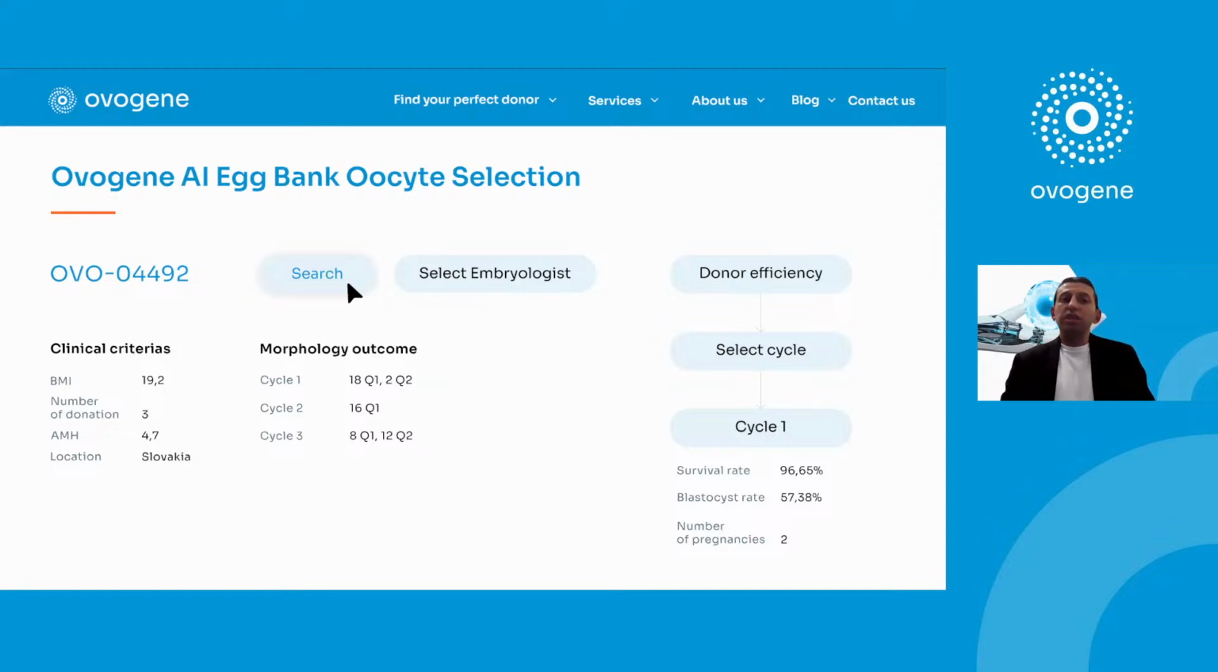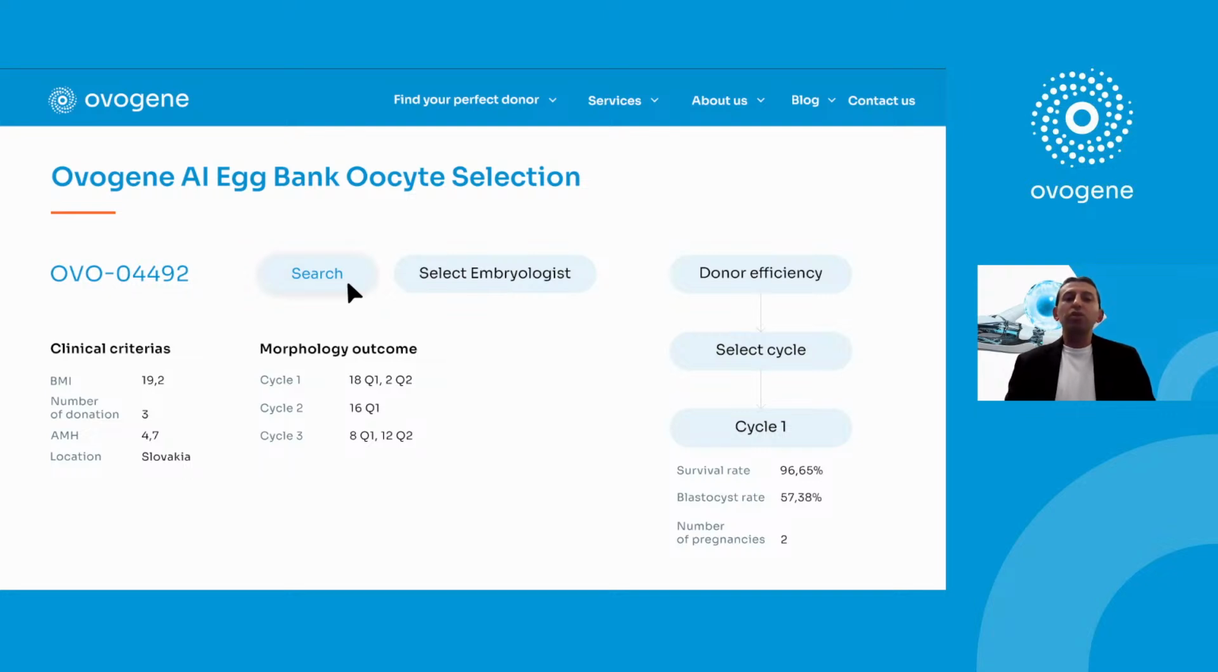This is how we have built our system. As you see over there, when you put in the donor code or try to select the donor, such a screen comes up in front of the embryologist. The embryologist will detect the morphological outcome. AI has already separated which egg should be quality 1 and which egg should be quality 2. But at the same time, this donor already has some outcomes from 3 cycles, so the system immediately brings these outcomes in front of the embryologist. What was the previous attempt of this donor? What was the clinical criteria of this donor? What was the efficiency, such as survival rate or blastocyst rate?